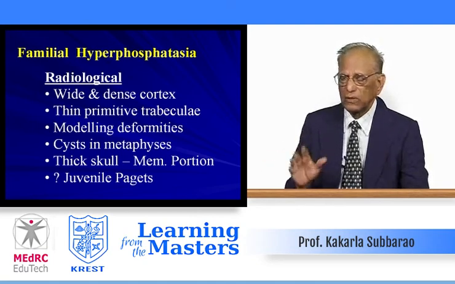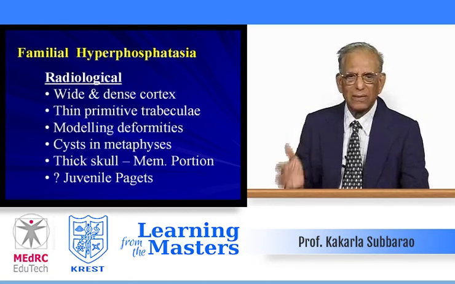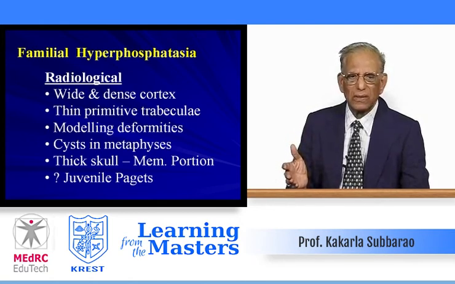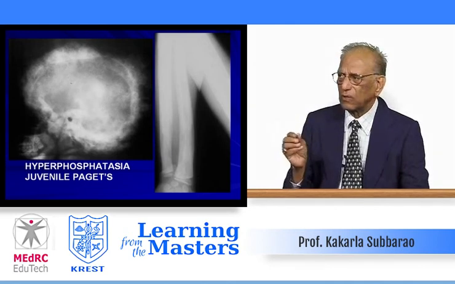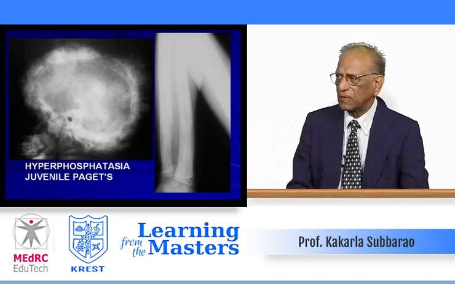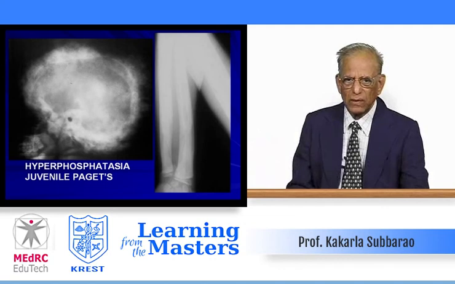Membranous portion mostly is affected and it is also sometimes termed juvenile Paget's disease because it resembles Paget disease in density and widening of the bones, and its sclerosis. Here notice hyperphosphatasia, juvenile Paget's. Look at the skull, the so-called thickening with cotton wool appearance and almost obliteration of the paranasal sinuses. And if you look at the forearm bones, again widening, thickened trabeculae and increased density.